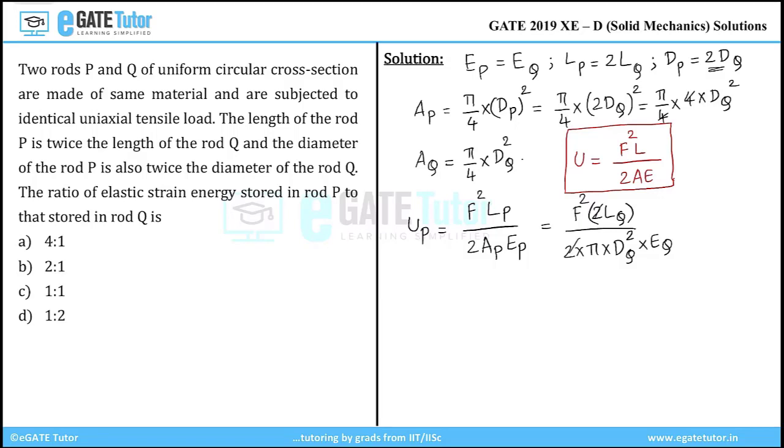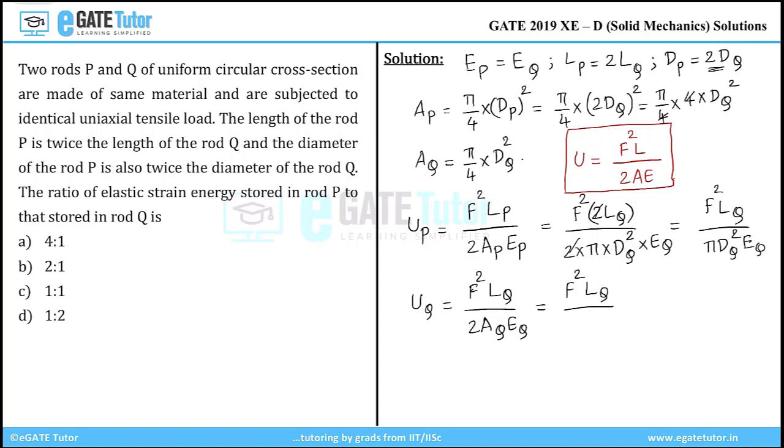Let us straight away cancel 2 and 2. So this simplifies to F square LQ by pi dq square EQ. That is the strain energy stored in the rod P, which is subjected to uniaxial tensile load F. Similarly, let us also calculate the strain energy stored in the rod Q, which is F square LQ by 2 AQ EQ. That is F square into LQ divided by 2 into pi by 4 dq square into EQ. So this cancels out with 2.